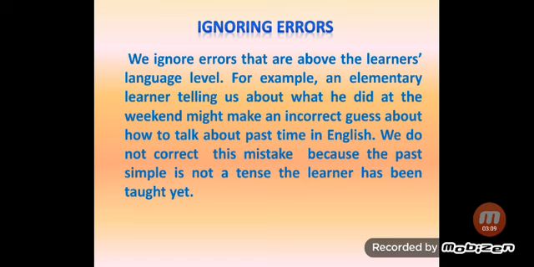Ignoring errors. We ignore errors that are above the learner's language level. For example, an elementary learner telling us about what he did at the weekend might make an incorrect guess about how to talk about past time in English. We do not correct this mistake, because the past simple is not a tense the learner has been taught yet.